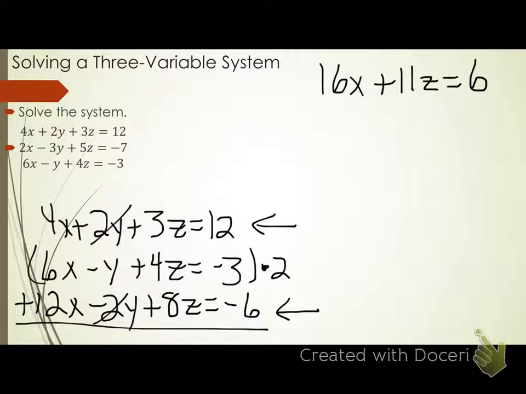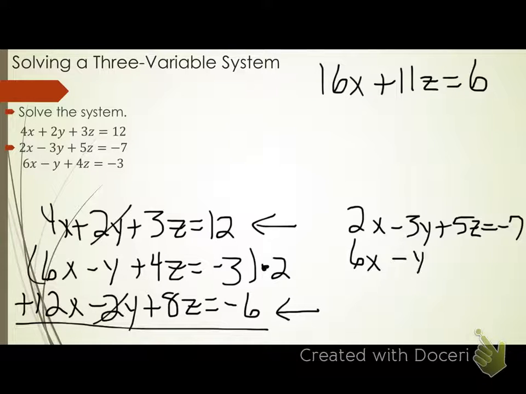So 2x minus 3y plus 5z equals negative 7. 6x minus y plus 4z equals negative 3.